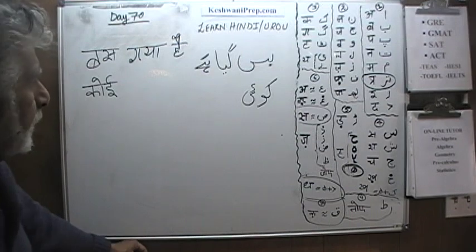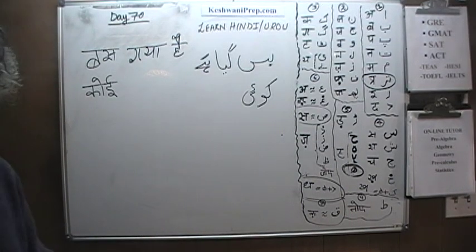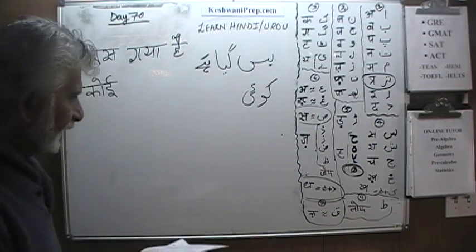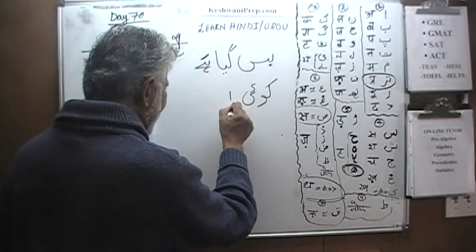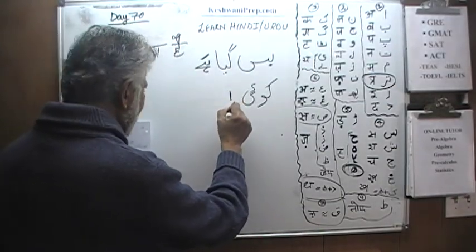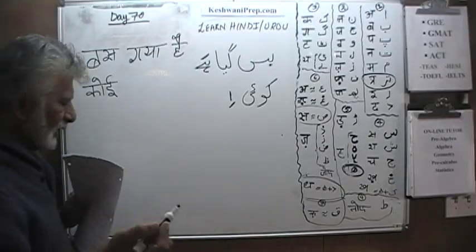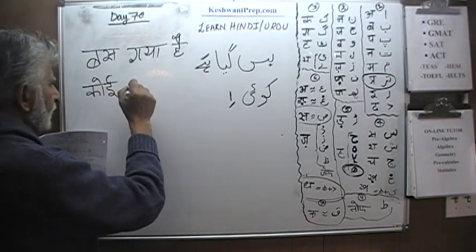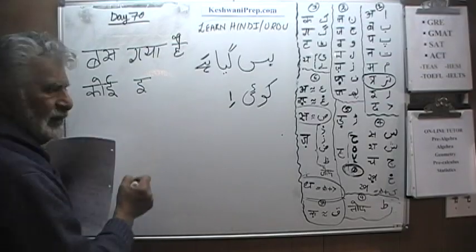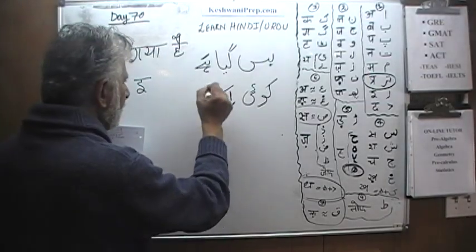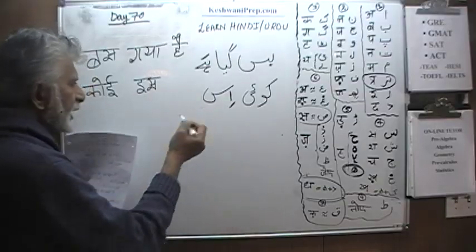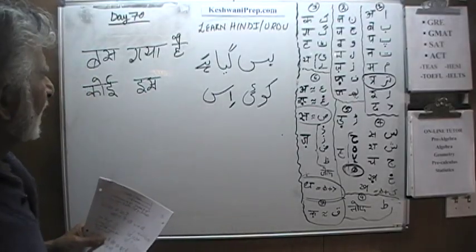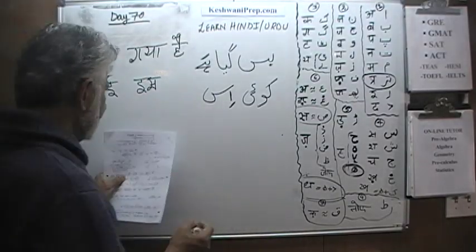Koi, bas gaya hai koi, is dil mein. This is choti E. Alif and a zair underneath, that's a choti E. That's what I meant, choti E. So it won't have this loop on the top. It will just be E. Is. Again, I did it again. Bas gaya hai koi is dil mein.